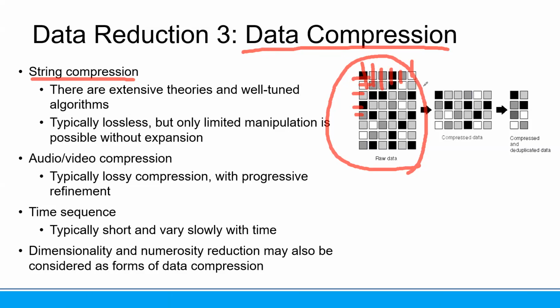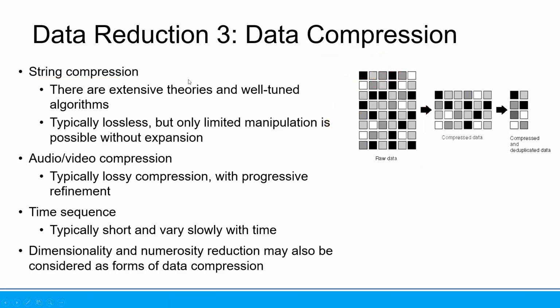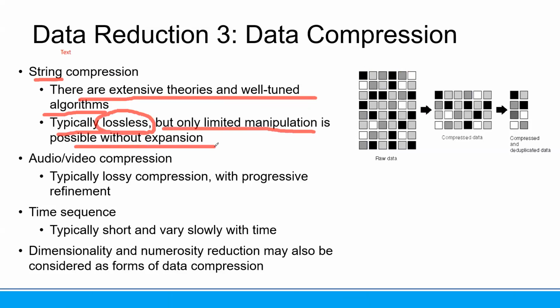So there are some compression things we can learn. First is the string compression. String means text. So if you have text, we can make the compression. There are extensive theories and well-tuned algorithms, and typically lossless. So we will check what is lossless. But only limited manipulation is possible without expansion.